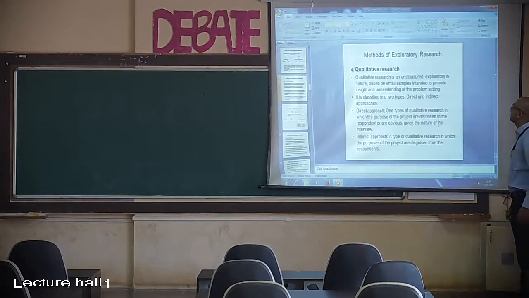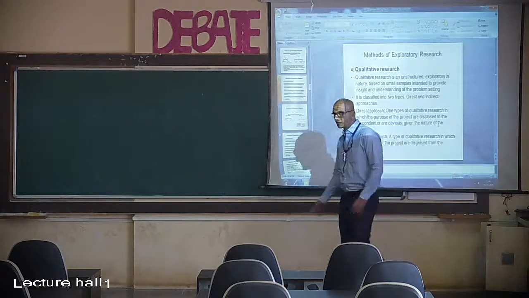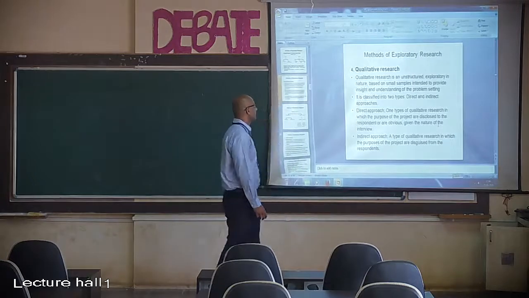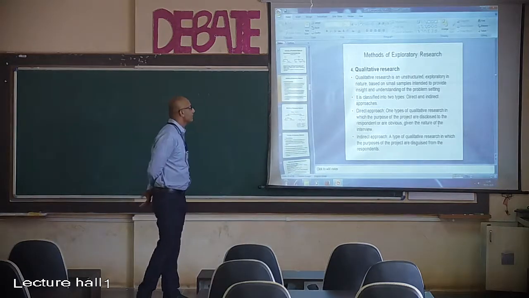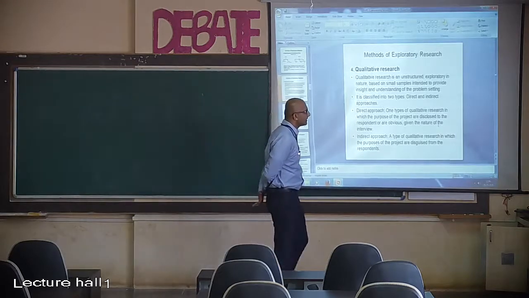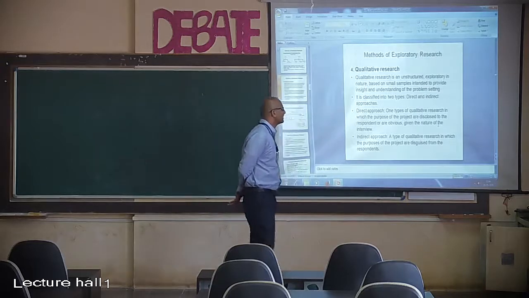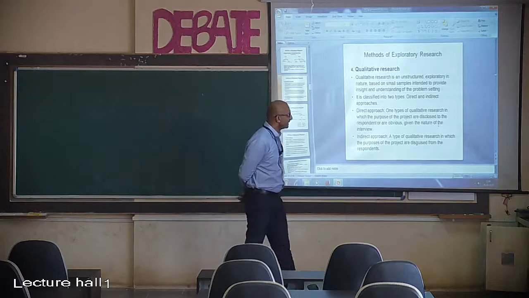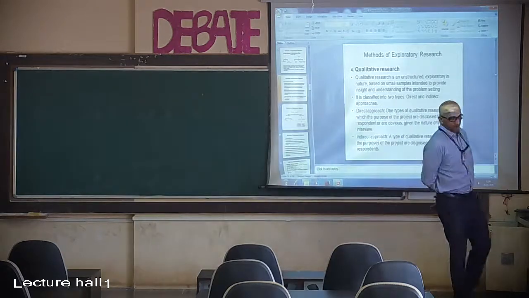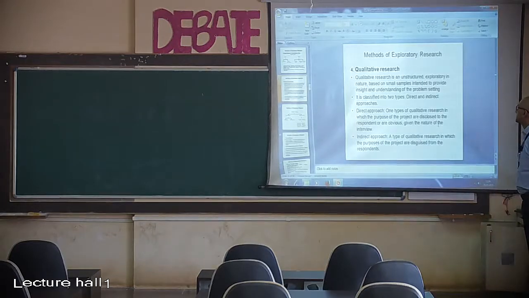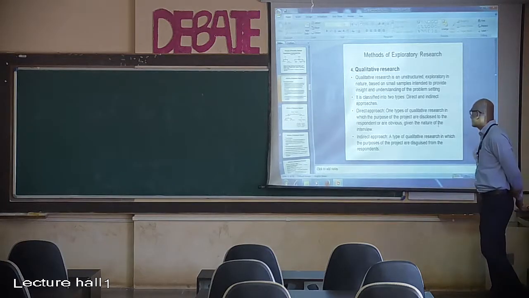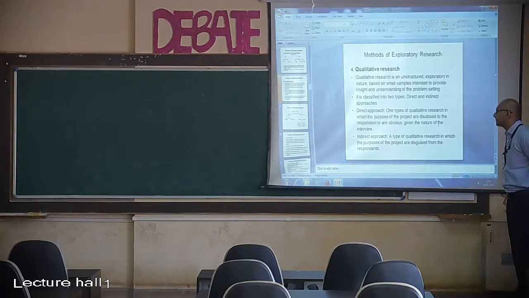Now let's move on to qualitative research. What are the different methods for exploratory research? The first one that we discussed was qualitative research. It is unstructured, exploratory, based on a small sample, intended to provide insight and understanding for the problem setting. It is classified into two types, direct and indirect approaches. In the direct approach, the purposes of the project are disclosed to the respondent or obvious given the nature of the interview. In the indirect approach, the purposes of the project are disguised from the respondents.